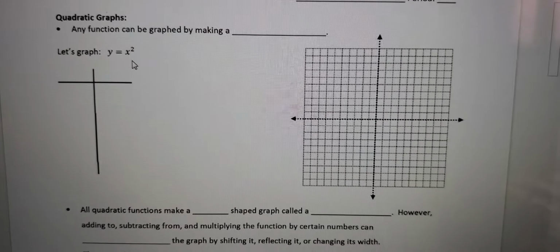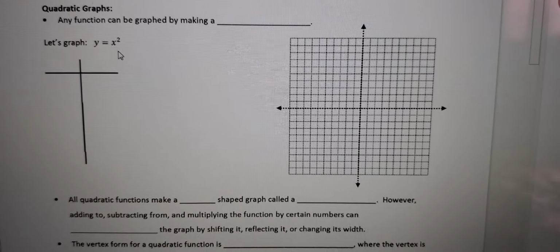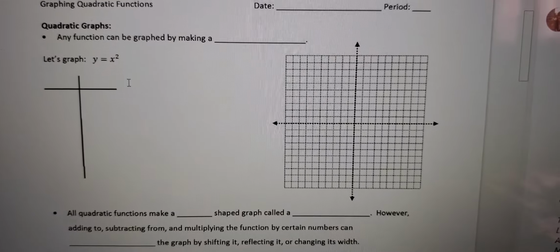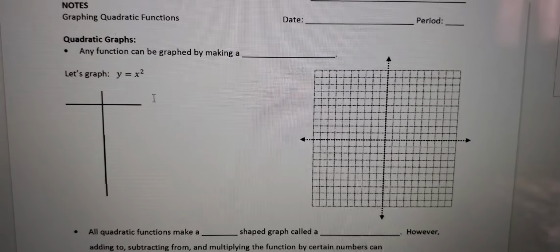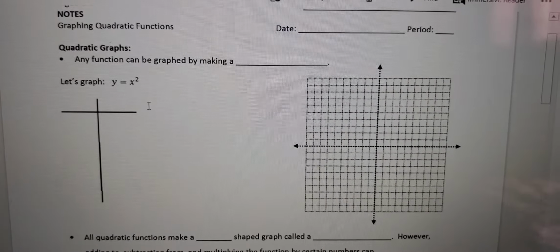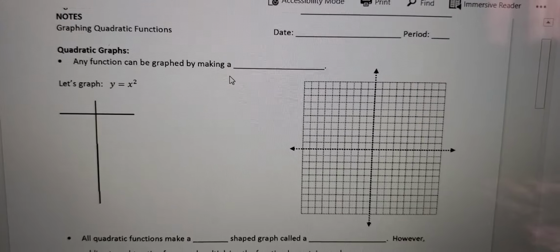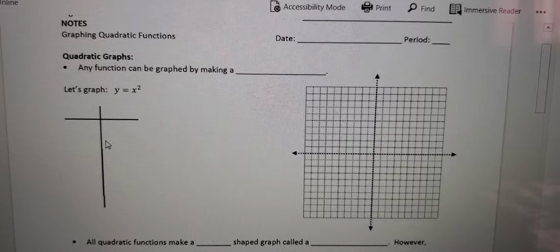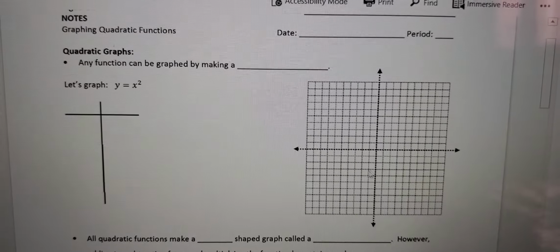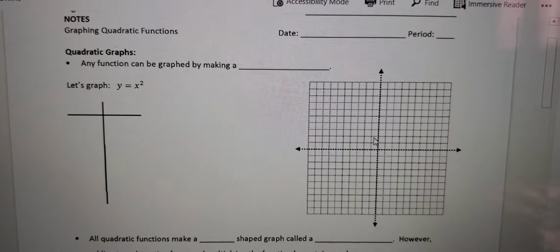This is the simplest form of a quadratic equation. Pretty much the greatest exponent is 2. That's what will make a quadratic equation. So let's try to graph this. Any function can be graphed by making a t-chart. So here's my t-chart. Let's fill in some values for this t-chart and then plot my points.